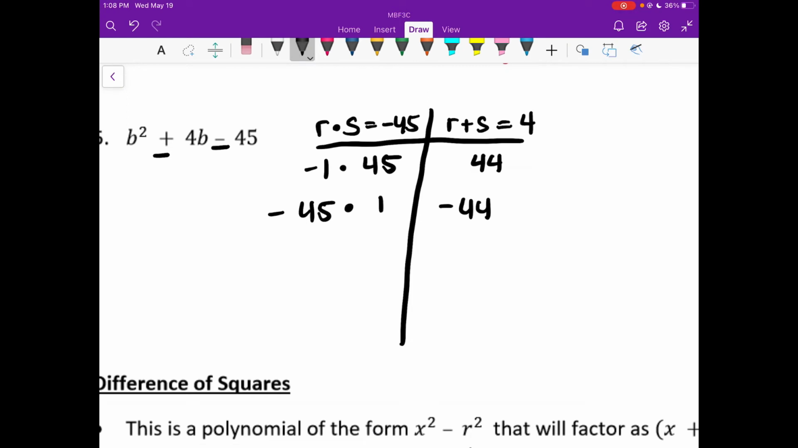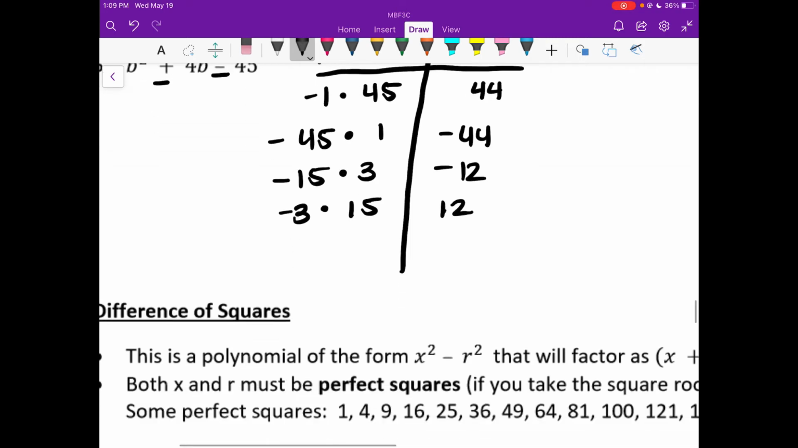Let's do a few more. 15 and 3, so 15 times 3, right? One's a negative. And same thing, I just like to do -3 times 15. -3 plus 15 is not going to give me 4. I'm just going to do the math. Plus 3 is going to be -12. -3 plus 15 is just going to be +12.